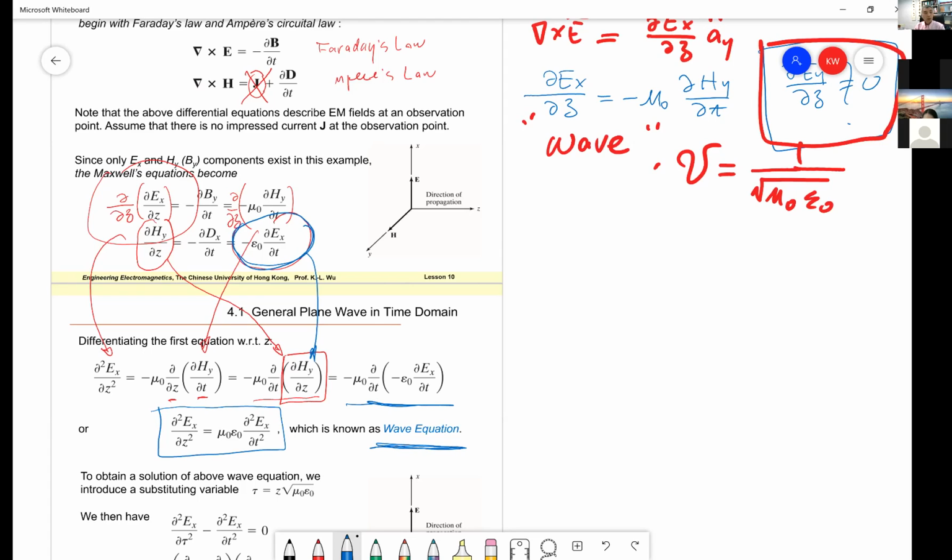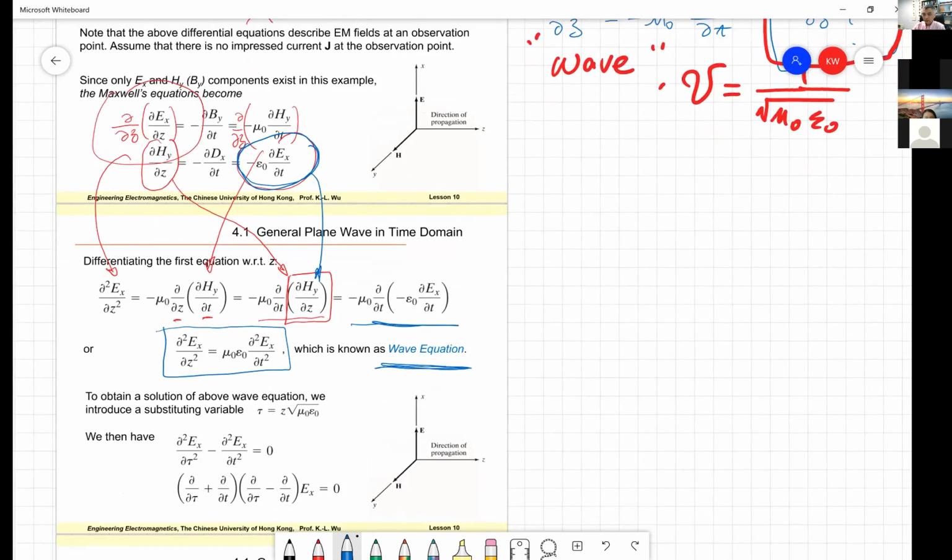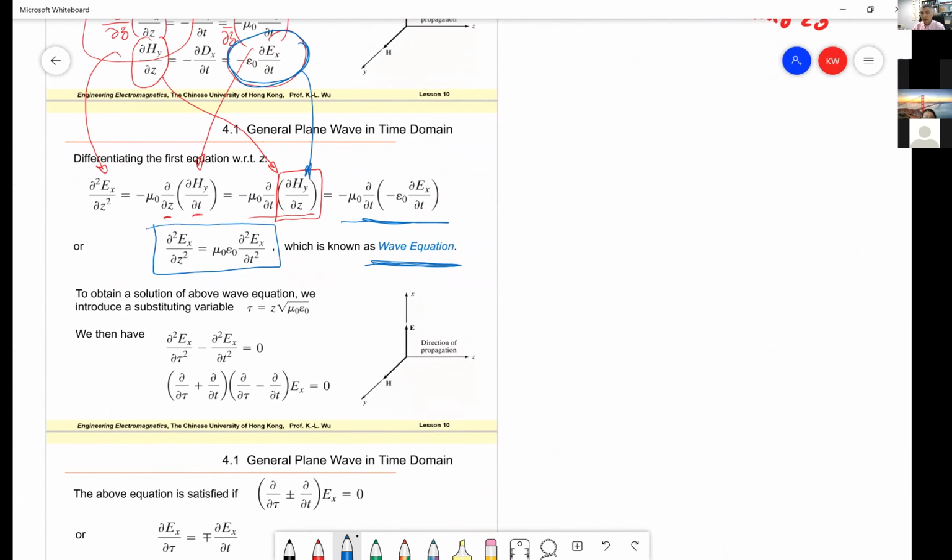Any partial differential equation in such a form may not necessarily be for an electric field or magnetic field. This could be, let's say, an acoustic wave, which also follows this partial differential equation. This equation is called the wave equation. Why is it called the wave equation? Let's move on.